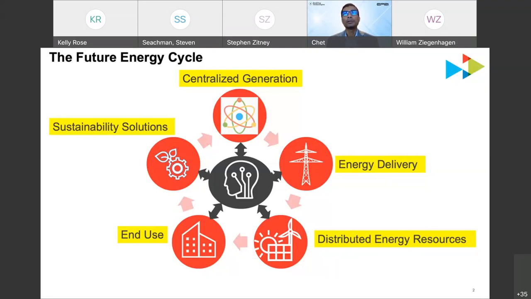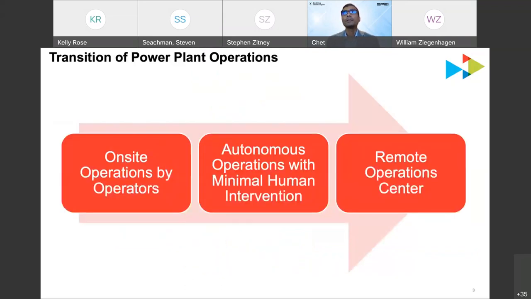So if you look at all these bubbles in the future, there is one thing that is applicable for all these bubbles, and that is data. So from all these systems, we are going to be producing a lot of data. So we should make sure we know how to make use of these data to produce actions that are valuable for our company and for our customers. So data analytics becomes a very important aspect of the future energy cycle, and R&D is required in this area to generate value from the data we are collecting from these cycles. Kelly, next, Steve, next slide.